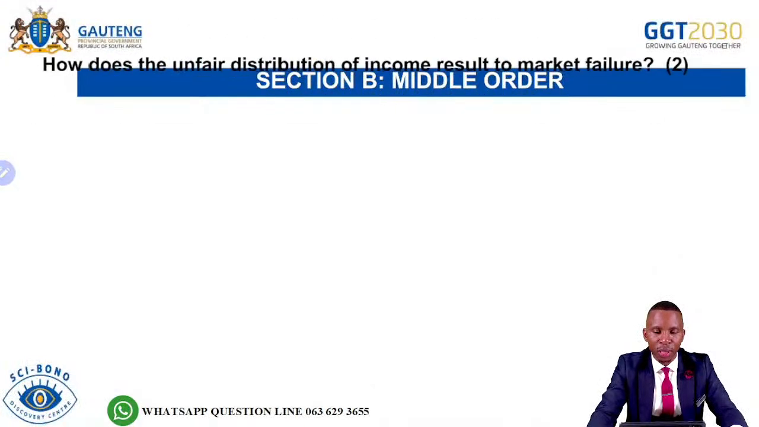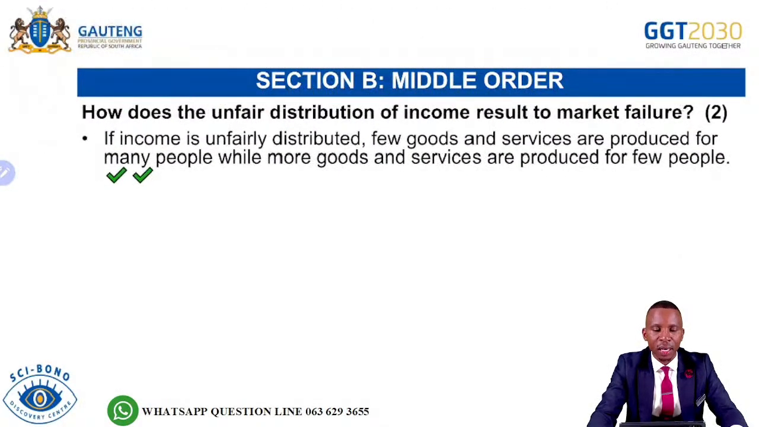And then we continue with the middle order. How does the unfair distribution of income result in market failure? If the income is unfairly distributed, what happens? Now you go straight again to the reasons for market failure. In there, we normally say income is unevenly distributed. We know South Africa is one of those countries with the highest level of income inequalities in the world. So what happens in there?